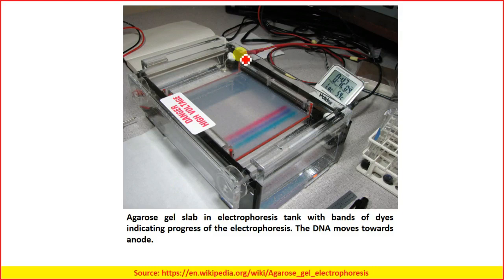Then we have electrode positions. At this position there is a tray-like compartment where we add the anode buffer and the cathode buffer. This is positive, that means anode, and this is cathode. This is the negative one, the black one.